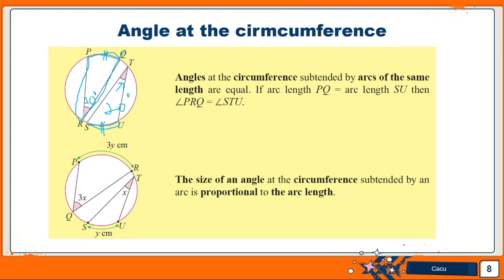Okay, now if we look at this one here, the size of the arc is different already. The size of an angle at the circumference subtended by an arc is proportional to the arc length. So if arc SU here is y centimeters, and the angle subtended at the circumference is x, then compare with the bigger arc here. This is 3y. If it is 3 times y, the value of the angle will also be 3 times x. That will be proportional. For example, if this is 4y, then the angle at the circumference will be 4x. They are proportional. Okay?